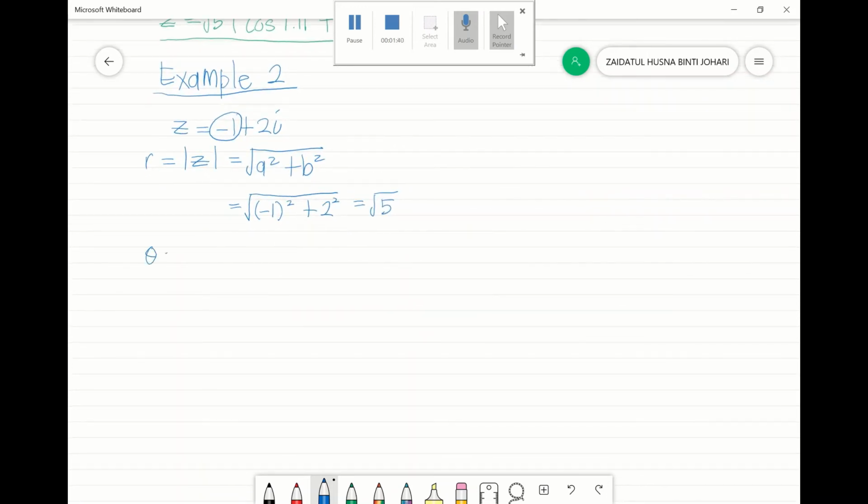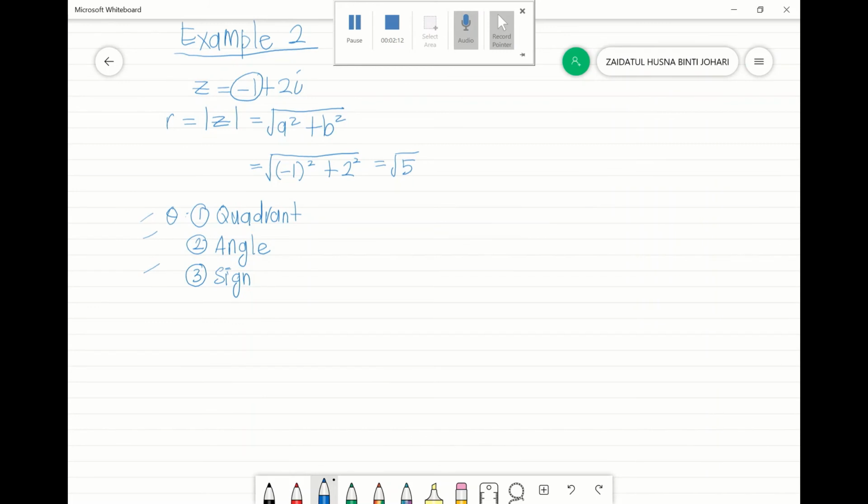So remember these 3 steps. First things first, determine the quadrant. That's why it's important for you to draw the Argand diagram. Second, the angle: we are going to determine whether the angle is acute or obtuse. Third one is the sign. These 3 steps will determine the different formula to find the argument.